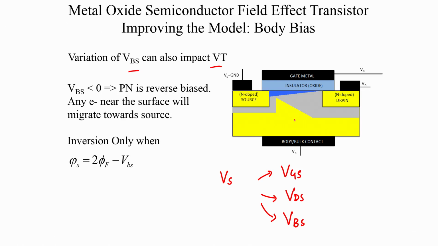In this structure of the MOSFET, this is the p type body and you have the n type doped source and drain contact.